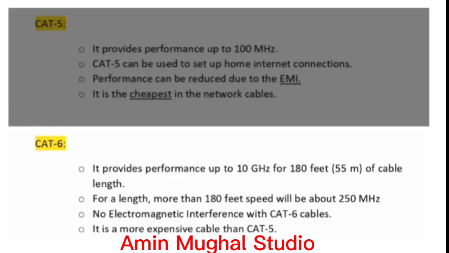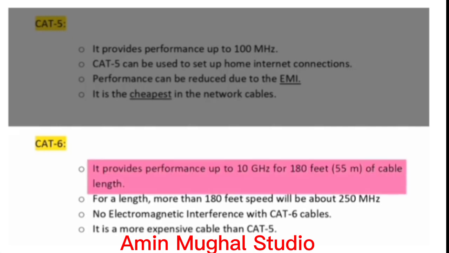Okay. Next we have the Cat6, which is the most popular in the family of networking cables. Now this Cat6 provides monster speed, or very high performance, of about 10 gigahertz. Okay, Cat6 cable can transmit 10 gigahertz of data signals, but the condition is the length of the cable must not be greater than 180 feet or 55 meters.